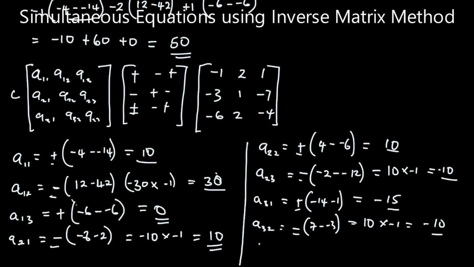Lastly, A33, the sign is positive. So you close the row and the column, you solve this determinant there. It should give you a minus 1 minus minus 6. And minus 1 minus minus 6 is a positive 5. And because the sign is positive, it remains as positive 5 as it is.